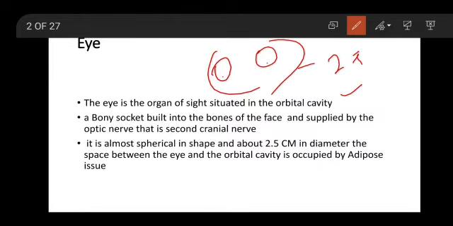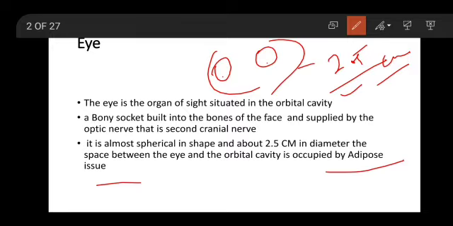What size does it have? It has a size of 2.5 centimeter diameter, and the orbital cavity is occupied by adipose tissue. So what does adipose tissue do here? Adipose tissue protects our eyes from injury. This is a very important function of adipose tissue in our eye.